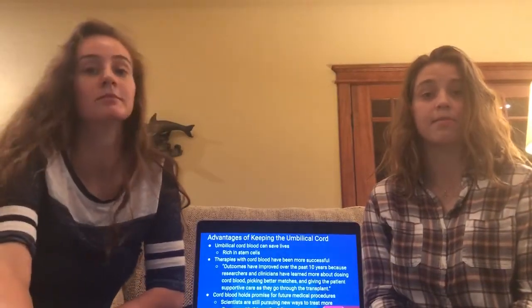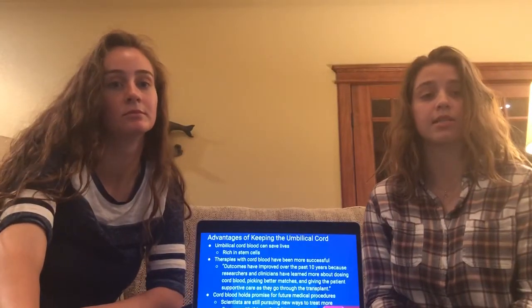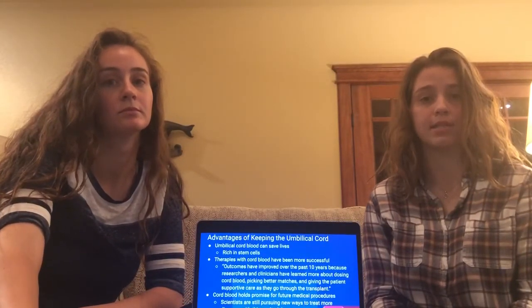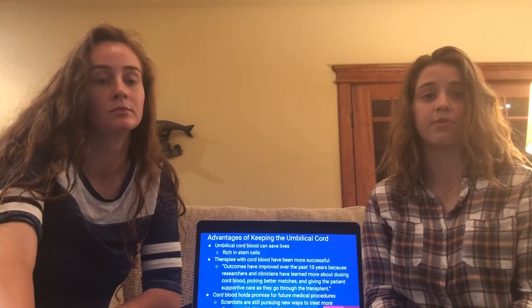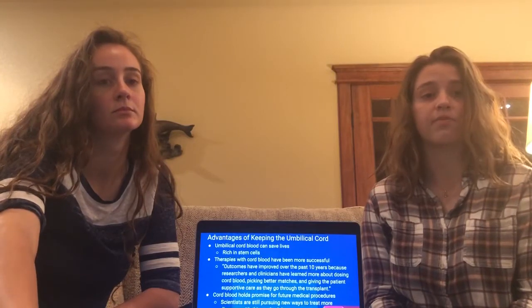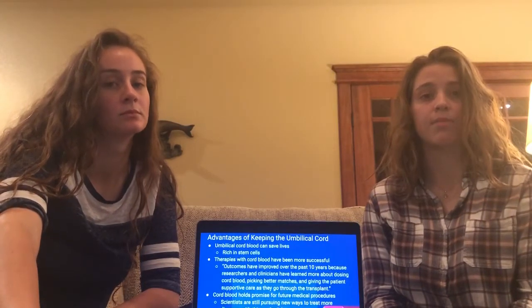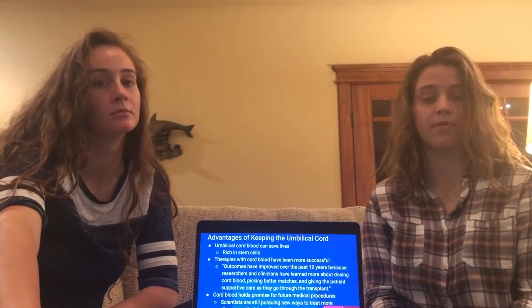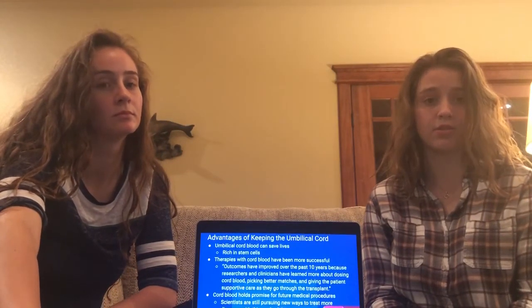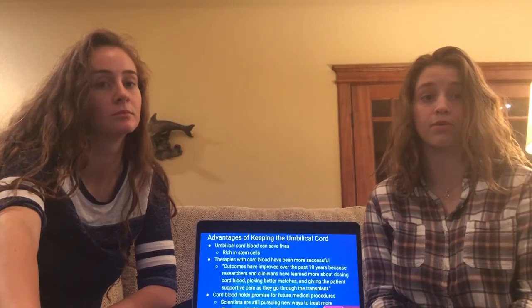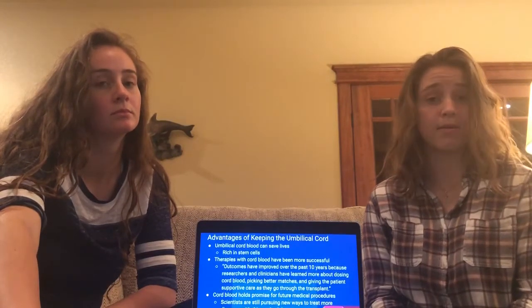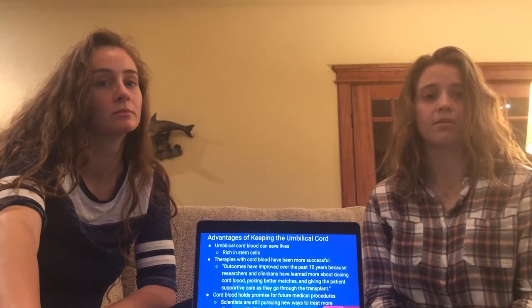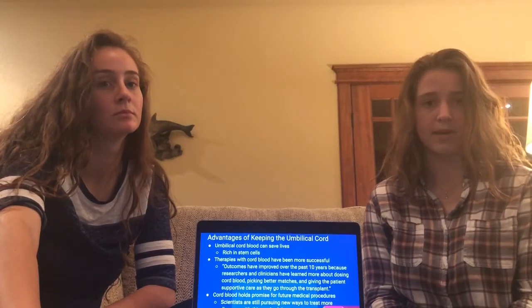It is rich in stem cells that can be used to treat diseases that harm the blood and immune system. With this knowledge, therapies using cord blood have been more successful in recent years. Joanne Kurtzberg, Director of Pediatric Bone Marrow and Stem Cell Production at Duke University, says that outcomes have improved over the past 10 years because researchers and clinicians have learned more about dosing cord blood, picking better matches, and giving the patient supportive care as they go through the transplant.